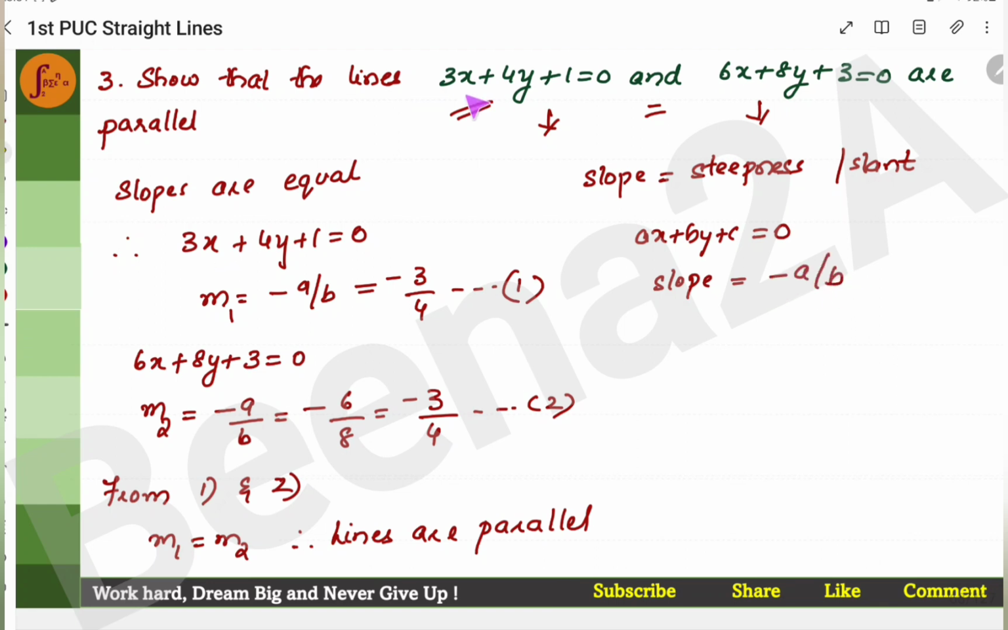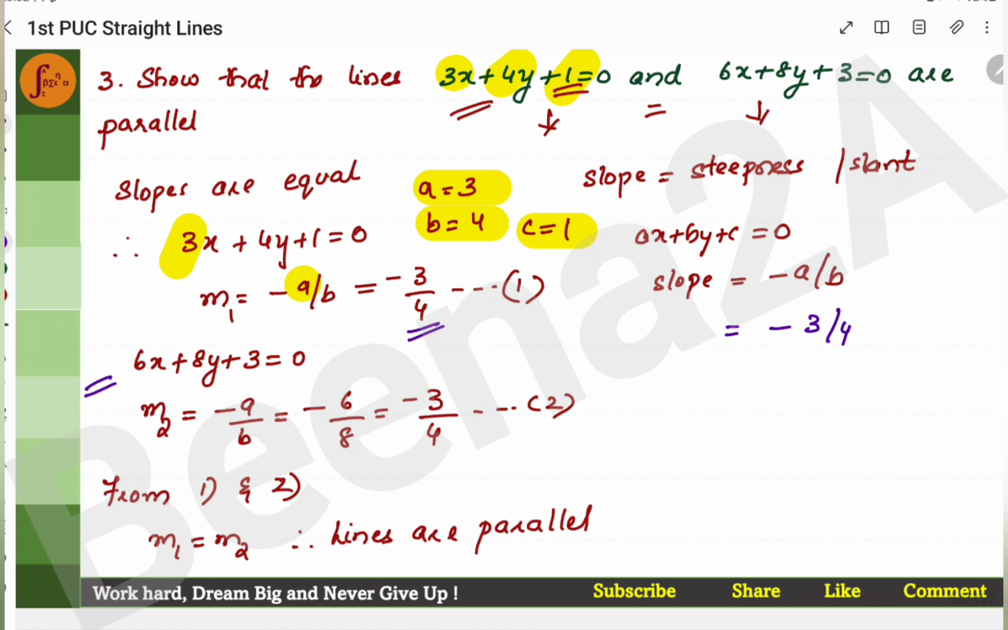So what is a here? A here is 3. That is the number next to x is a. Let's write down. The number next to x is 3 and the number next to y is 4. So b is equal to 4 and c, that is the number, is equal to 1. So a is equal to 3, b is equal to 4, c is equal to 1. Now we'll substitute. Slope is equal to minus a by b, which is equal to minus 3 by 4. This becomes the slope.